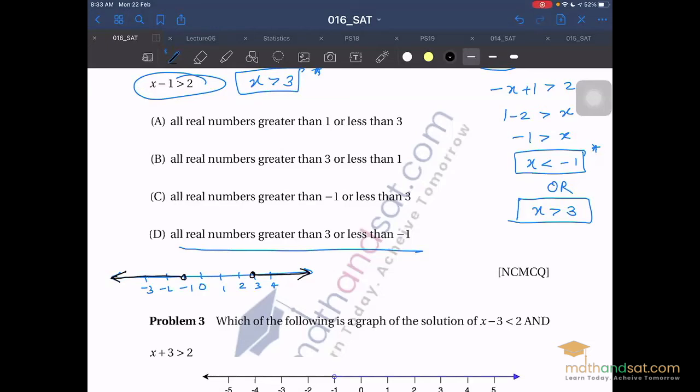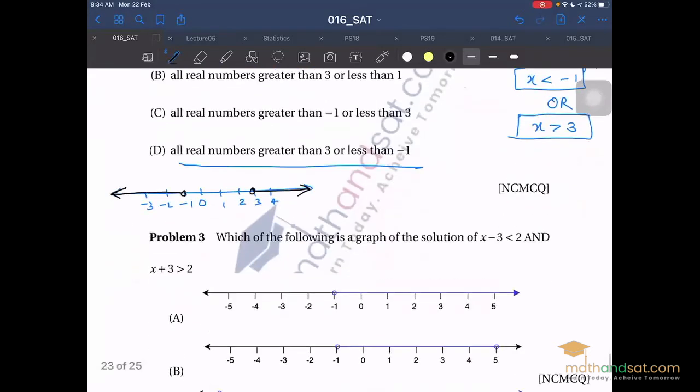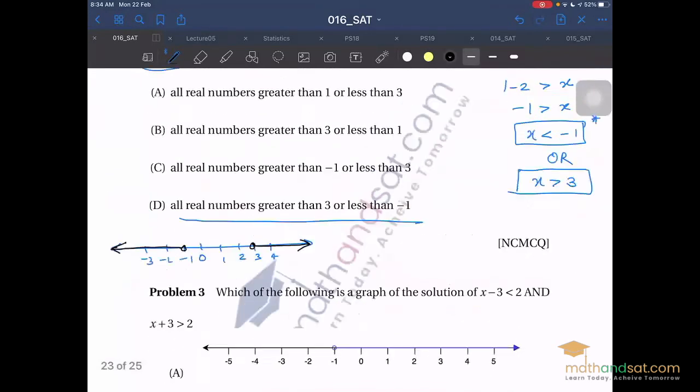All numbers greater than 3 or less than -1. This is combined by an OR, which means there are two solution sets. This is one set, and this is another set. There are two sets of numbers.